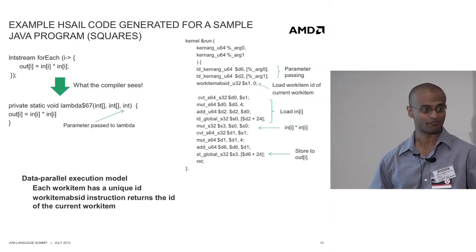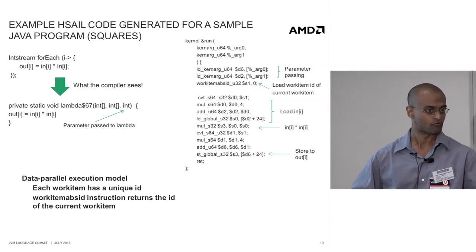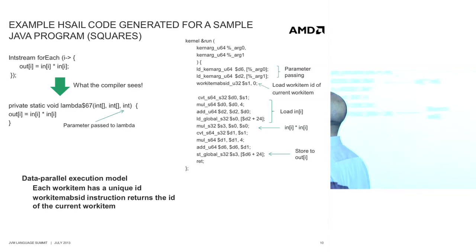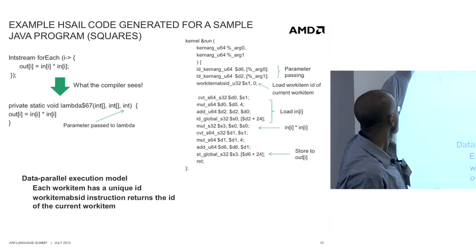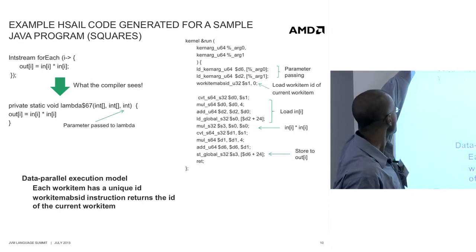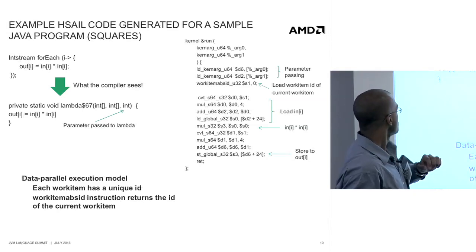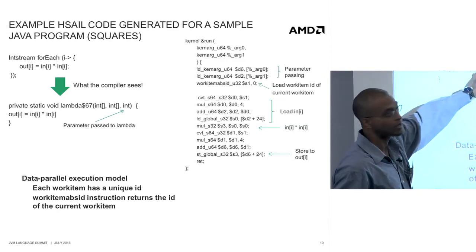Okay, so now we get into some fun stuff. What does the HSAIL code look like for a simple Java program? This is a pretty simple program where we're squaring all of the elements of an array. We have an IntStream for loop here, which squares the elements and then assigns them to an output array. So what the compiler sees out of this Lambda example is a method that looks something like this.